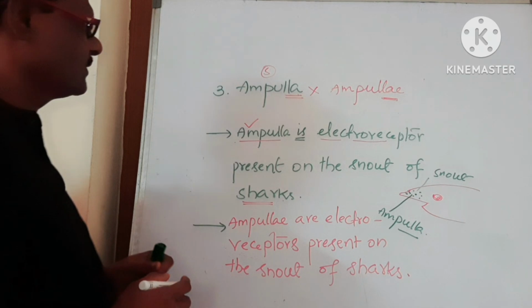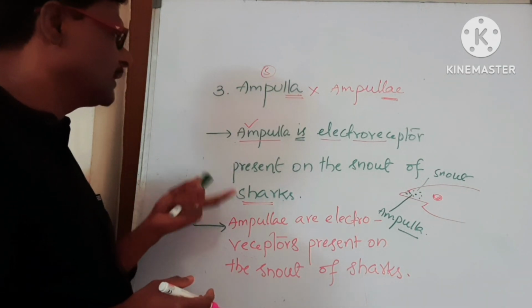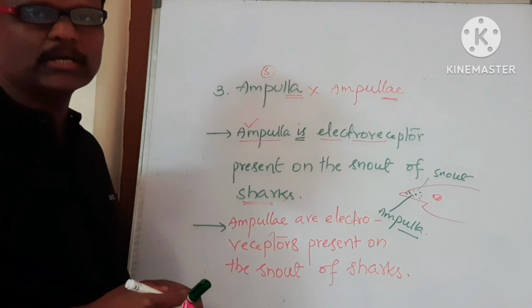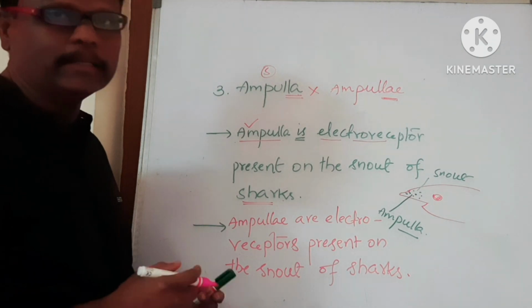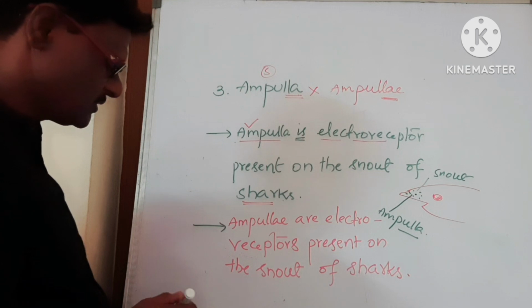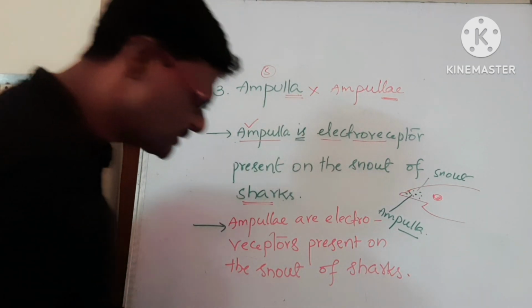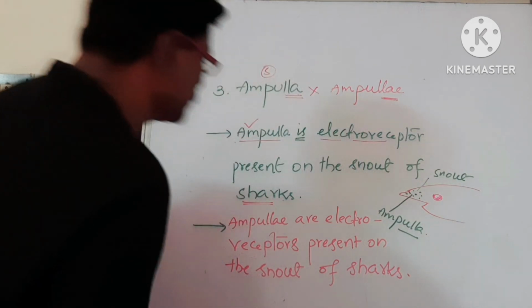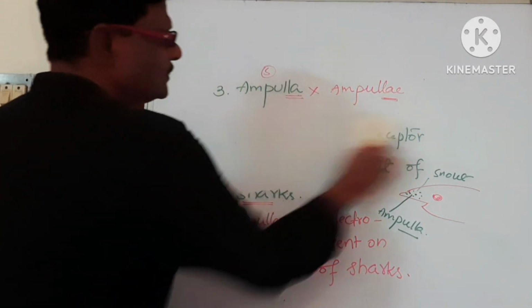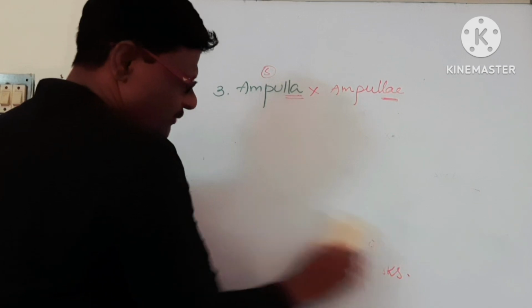Right? Next one. See, here also homonyms. So we go for that. Ampulla is also used in the inner ear and also the breast region. Right? See, ampulla is present in the inner ear also. Let me erase this one.